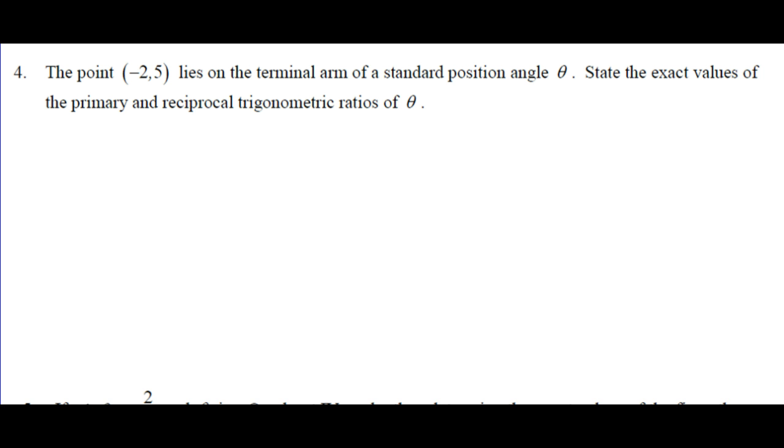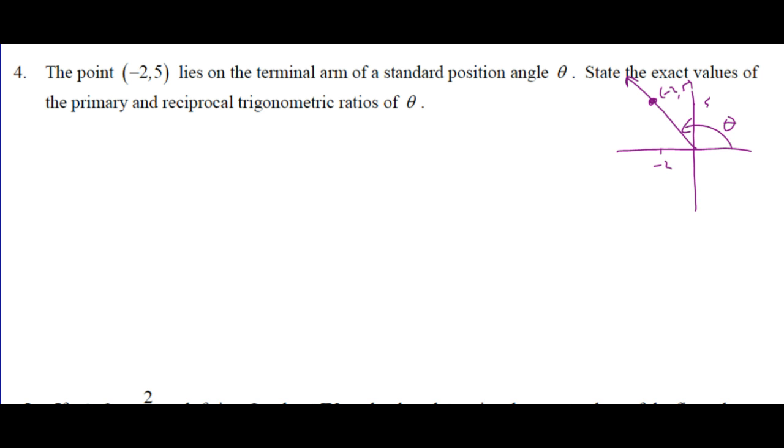I didn't skip anything. This is the next thing. The point negative 2, 5 lies on the terminal arm of a standard position angle theta. State the exact values of the primary and reciprocal trig ratios. If you like, you draw it a little, so that's negative 2. Here's 5. There's the point negative 2, 5. There's the angle theta.